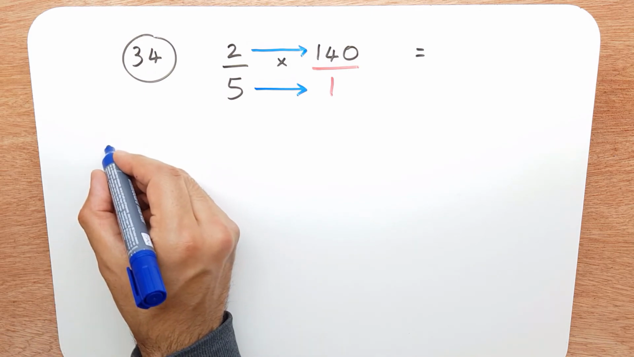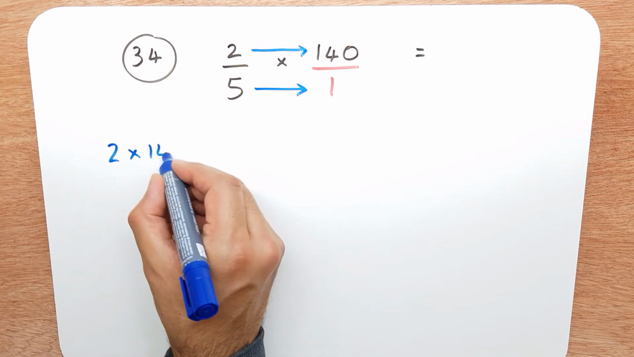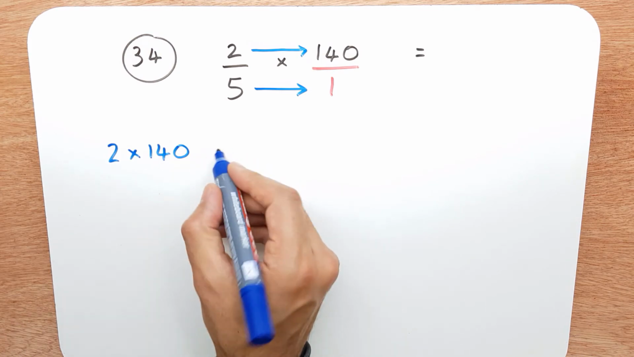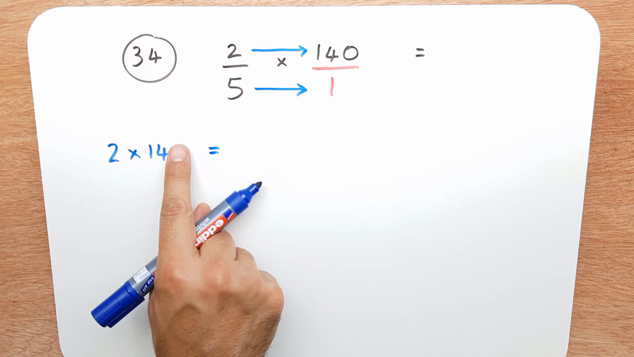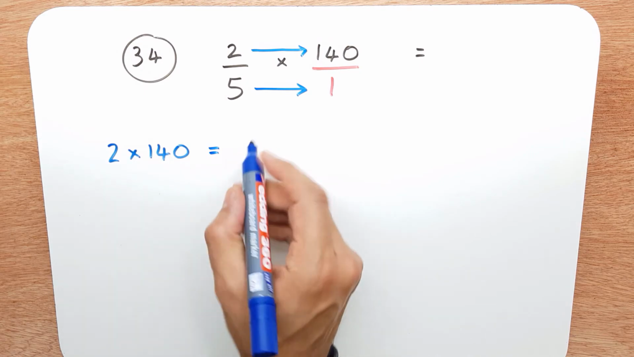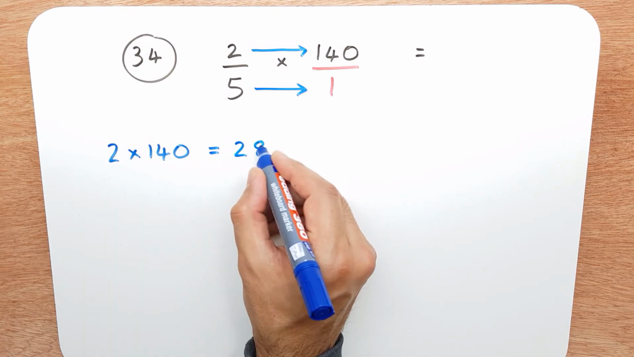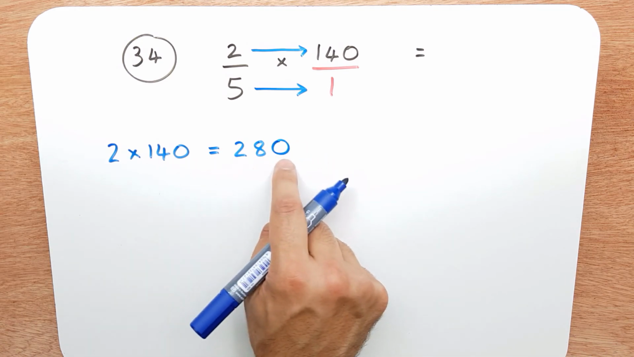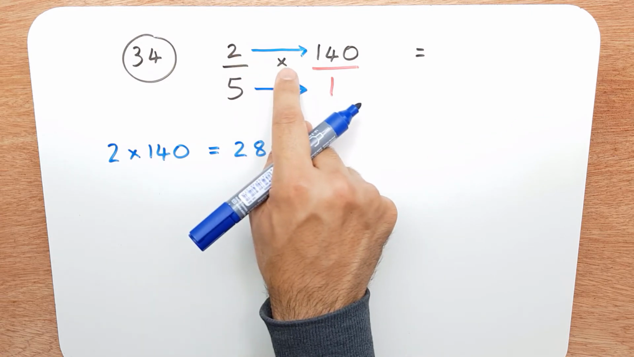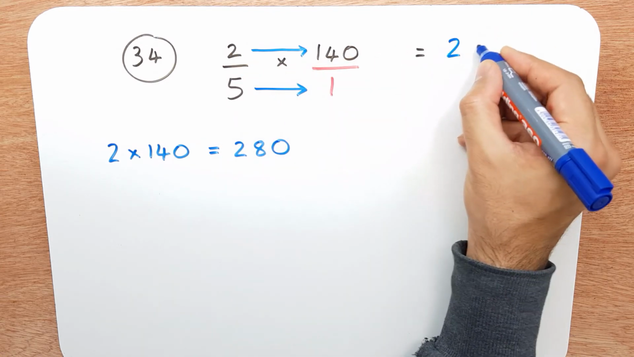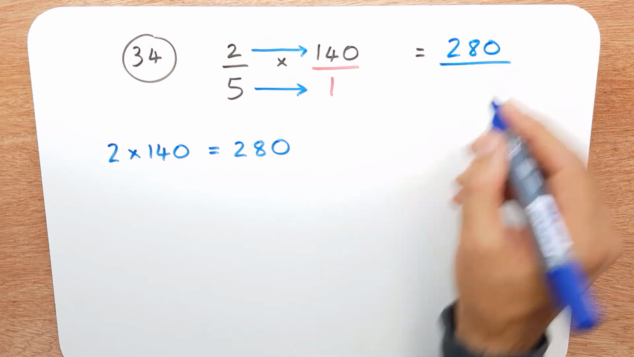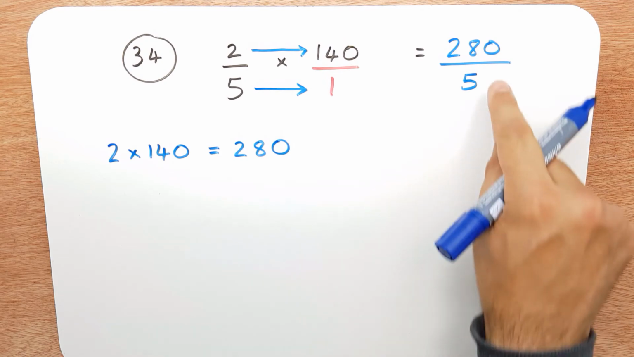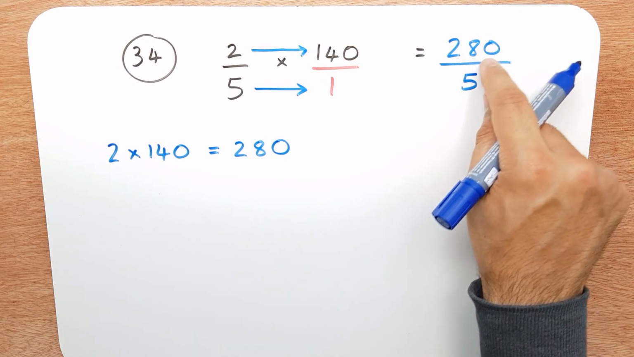So I go to the side and I do 2 times 140. What I need to do is double the 14, so I'm going to hide the 0. 2 times 14 I know is 28, and then I bring this 0 back. So my answer is 280. So 2 times 140 is 280, and 5 times 1 is 5. Now the question I need to answer is 280 shared by 5.